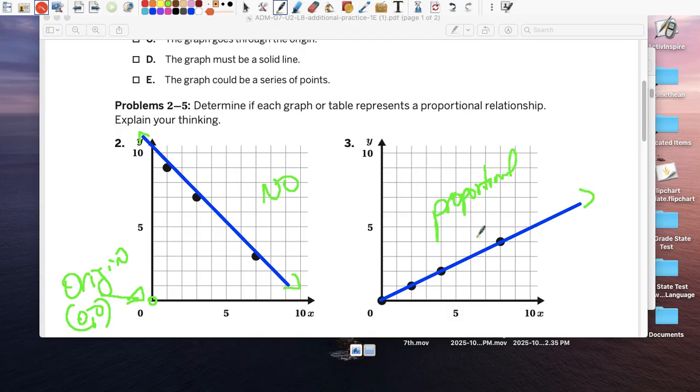Oh, and if that was not good enough, you could have gotten some points and created a table. You probably want to do this visually, but if you were to ask for a proof, well, this is x is 2, y is 1. This is 4, y is 2, and there's 8, y is 4. Does that look like a proportional table? Yes. Times a half, times a half, times a half. Same constant of proportionality for each ordered pair.